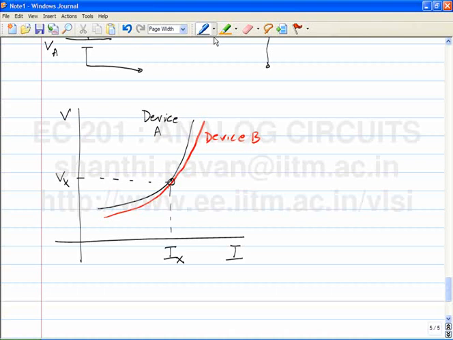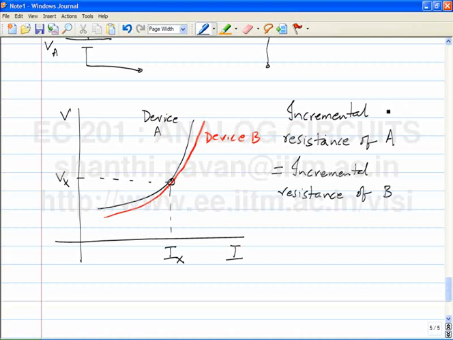That basically means that the slopes are the same. What does it mean? The incremental resistance of A is equal to the incremental resistance of B. Is it the same at all operating points, or is it only at I equals Ix? Does that make sense?